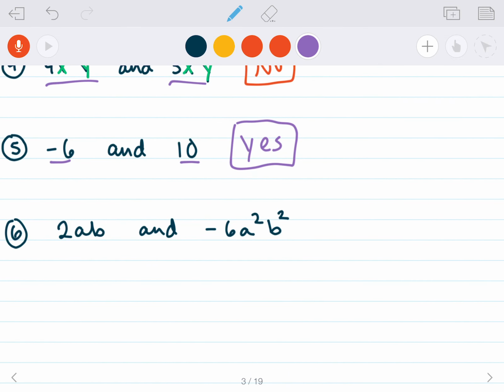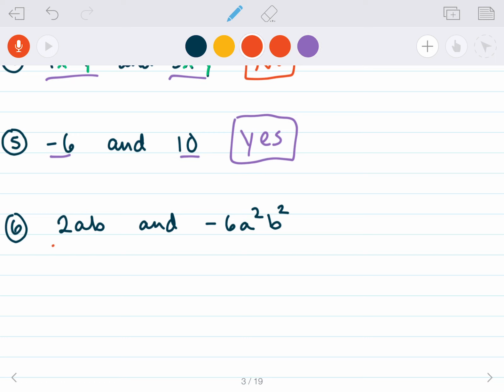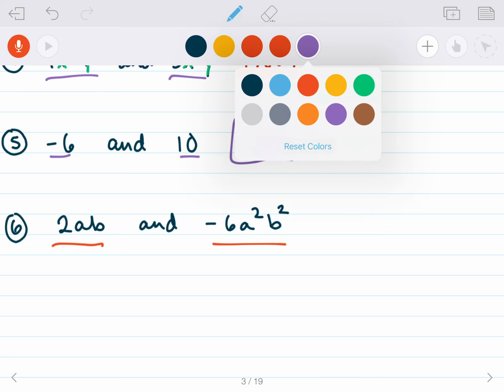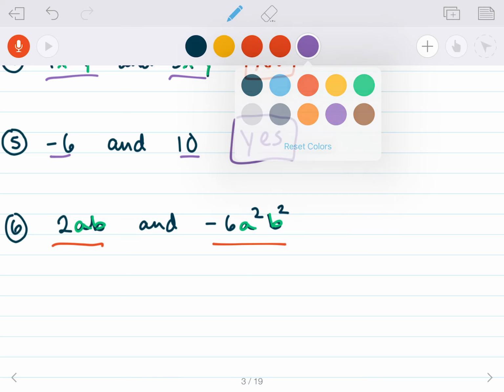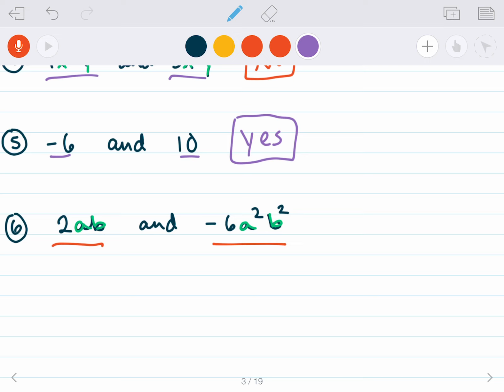Okay. All right, so this one we have 2ab and we have -6a squared b squared. Does condition 1 check out? Do we have the same variables? We have an a and a b right here, and over here we have an a and a b, so that checks out. However, condition 2 is not going to hold because in the left term we have a to the 1, b to the 1, but on the right term we have a squared and b squared, so the exponents aren't matching up. So no, these are not like terms.